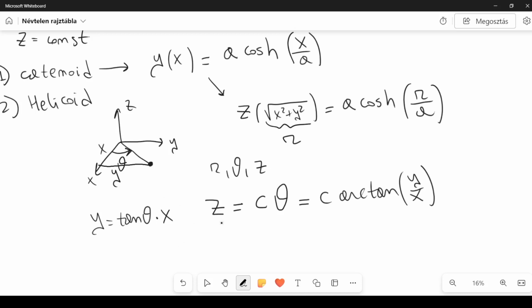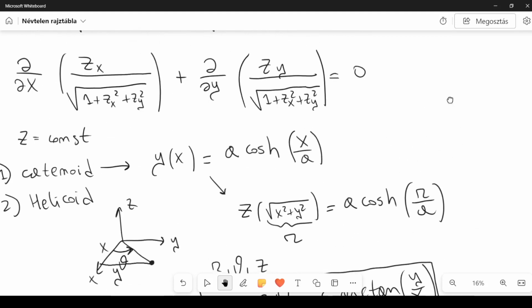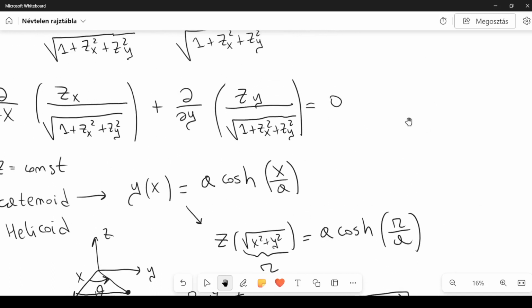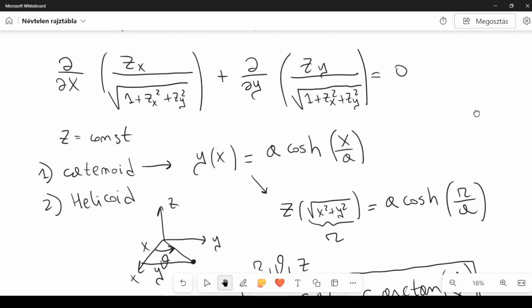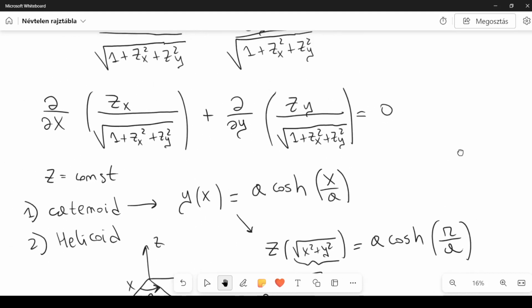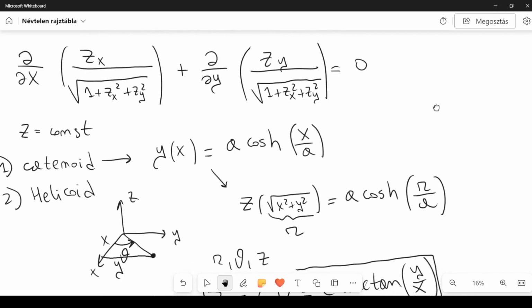And now you can take this as the definition of our helicoid, z equal to c arctangent of y over x. And indeed, also in this case, if you substitute the expression in here, what you get is that the equation is satisfied also for the helicoid. So the helicoid and the catenoid are two non-trivial surfaces that solve the minimal surface problem.